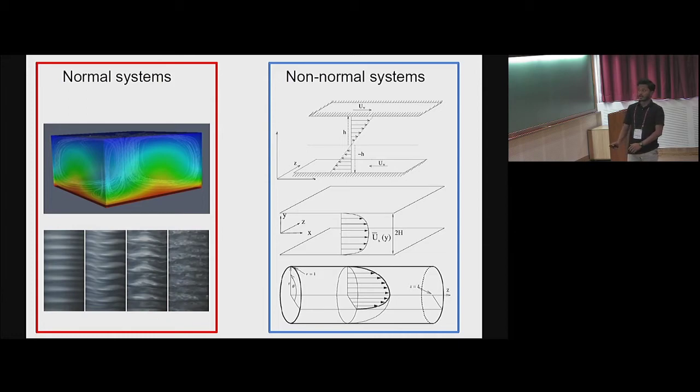The common thing that you might have already guessed in non-normal systems is that there is shear in the system, and shear introduces non-normality in the system. Because of this non-normality, the eigenvectors are not orthogonal to each other. So even when we have two decaying eigenvectors, the resultant can grow in short times.